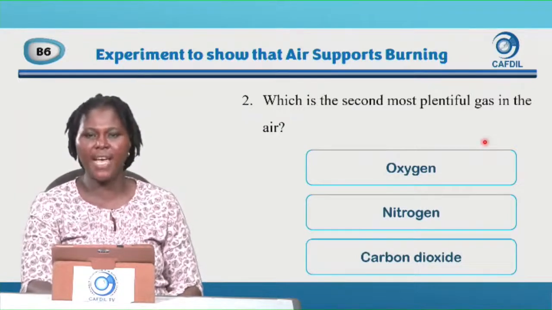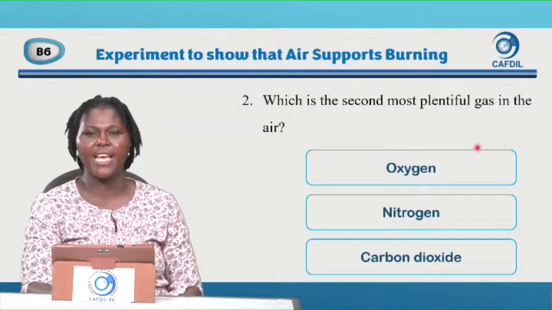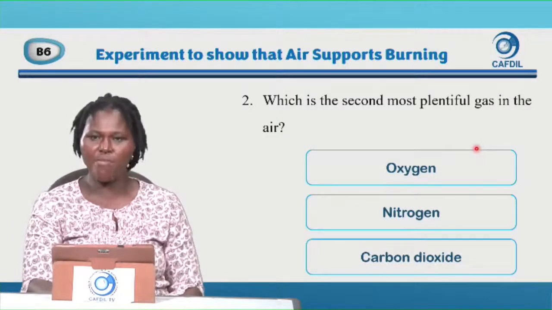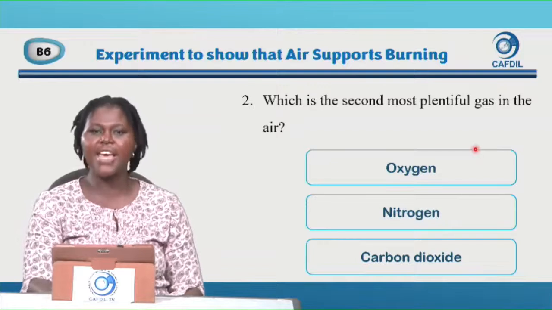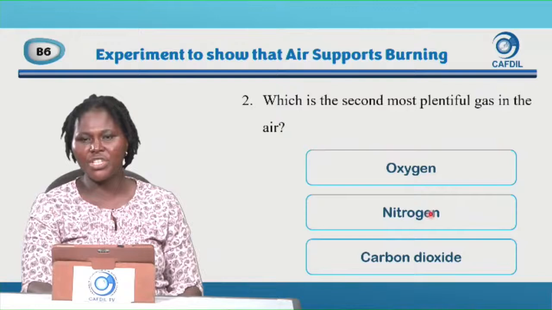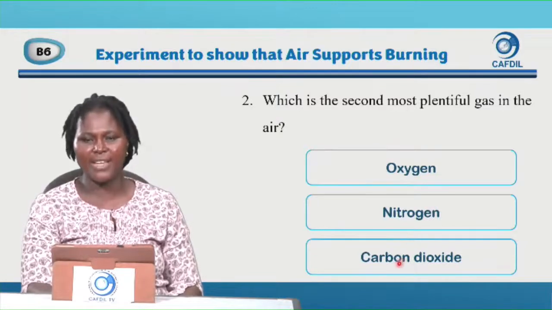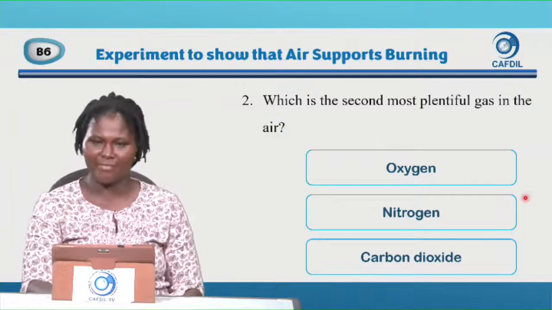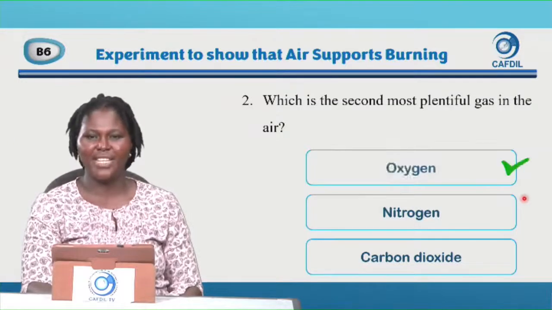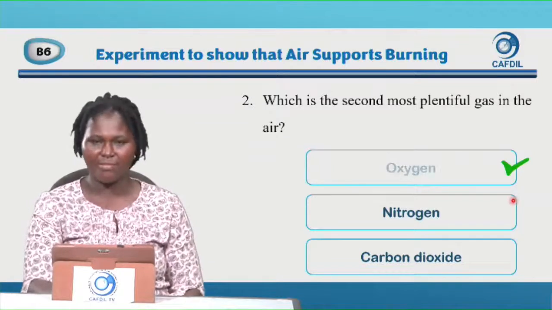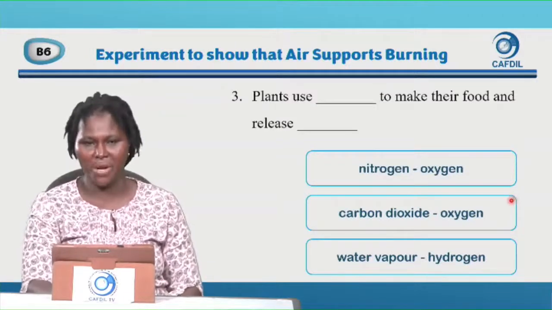Question number 2. Which is the second most plentiful gas in the air? We have oxygen, nitrogen, carbon dioxide. Now, which one is in your mind? And the answer is oxygen. Good.